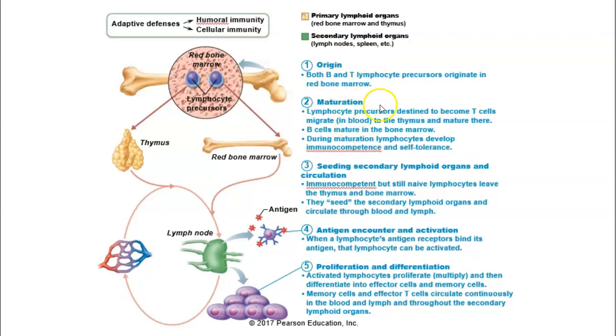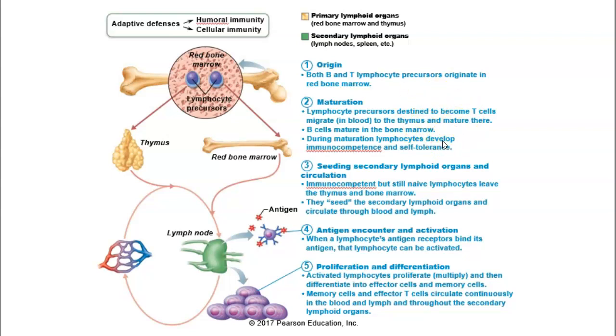So it says lymphocyte precursors. So these are cells that are formed in hematopoiesis that will eventually become T cells or B cells, will either move to the thymus if they're T cells, or they'll stay in the bone marrow if they're B cells. Think B, bone, T, thymus. Okay? And then it says they will mature there.